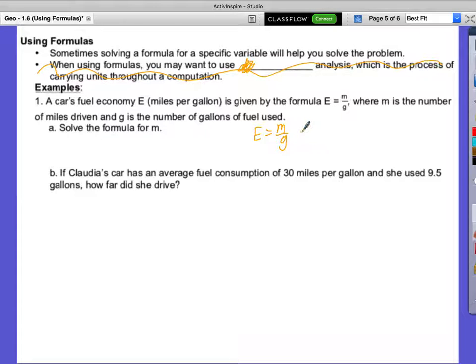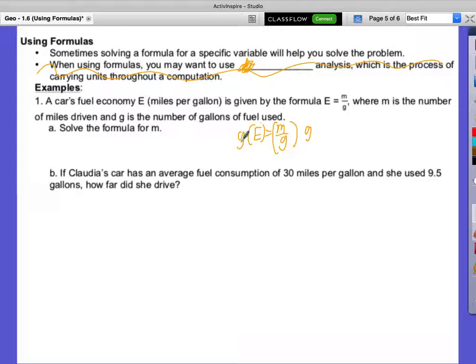Kale, what's happening with M right now? It's being divided. How do we undo that division? Multiplication. What are we going to multiply by? G. We're going to multiply by G. If we multiply this side by G, what do we do to the other side, Kale? The same thing. Multiply by G.